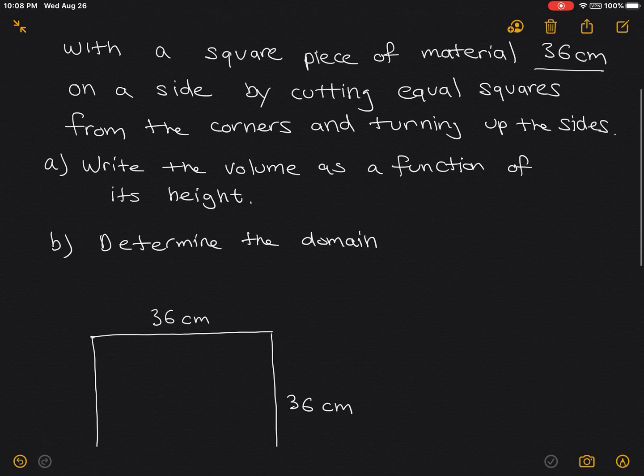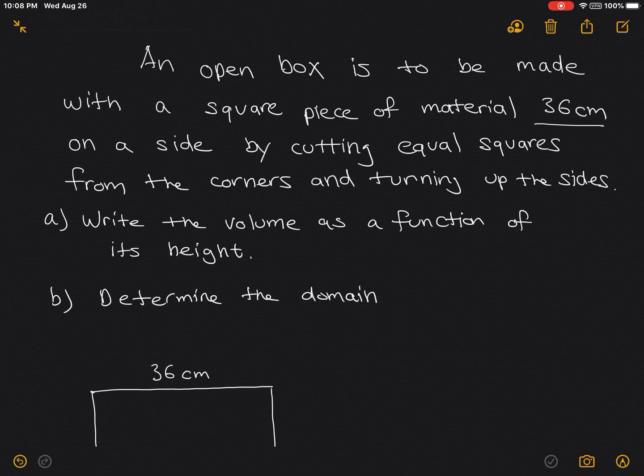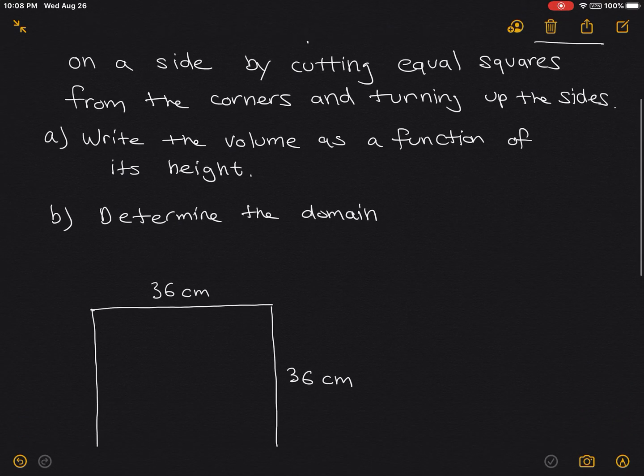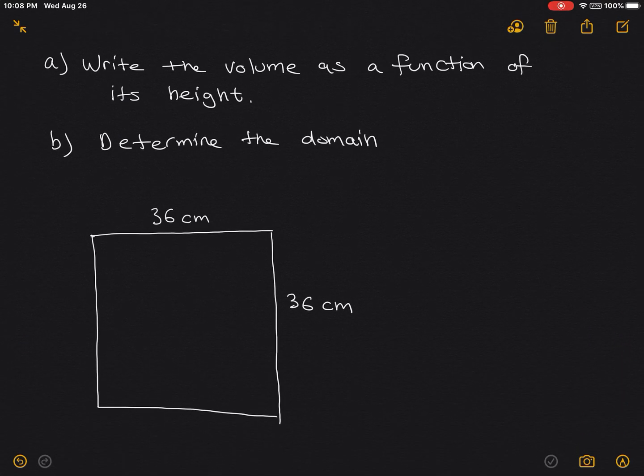Okay, so what are we going to do with this square? We're going to cut equal squares from the corners, and then we're going to turn up the sides to fold. We're going to fold the sides to make a box. So we're also going to cut squares. I'm going to just dash it here. We're going to cut squares from the corners, and we're going to form a box if we cut the dashed line. All right, so part A, we're asked to write the volume as a function of its height.